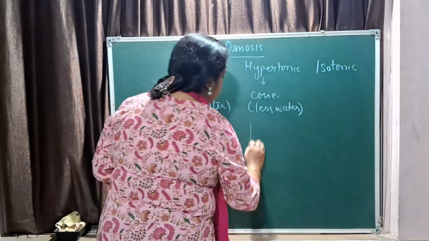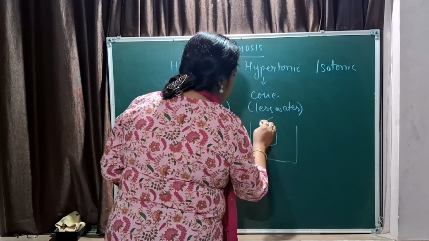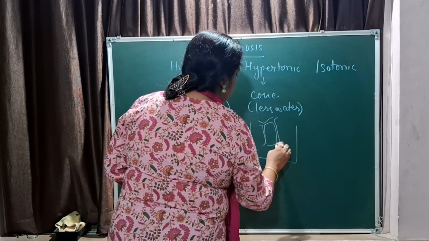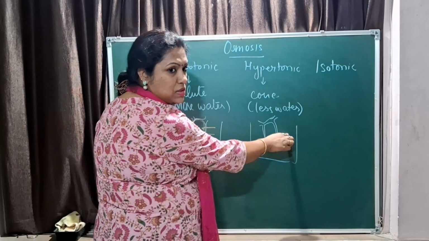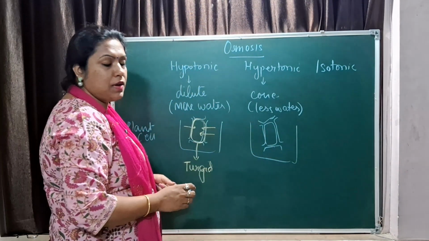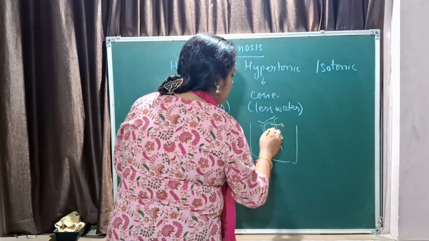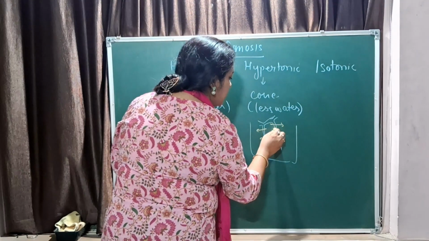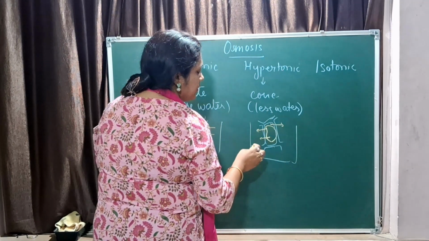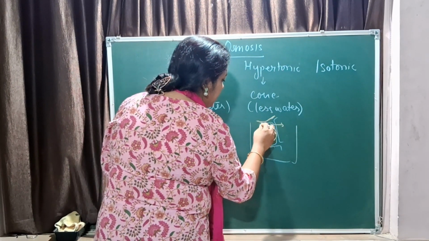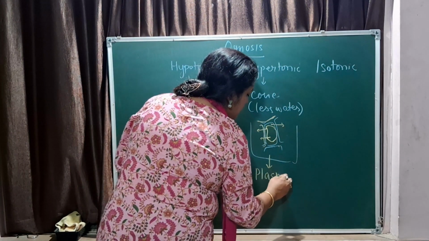When you have the plant cell placed in a hypertonic solution, hypertonic solution means this is concentrated as compared to the cell sap. So what will happen? Water will start moving out, and the plasma membrane will shrink. So the cell's plasma membrane shrinks and the condition here is a plasmolysed cell.